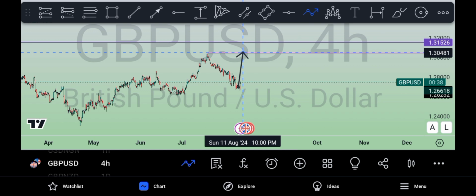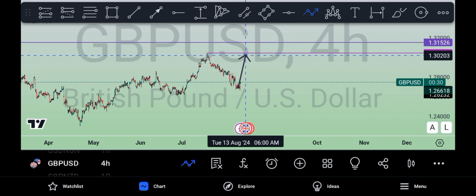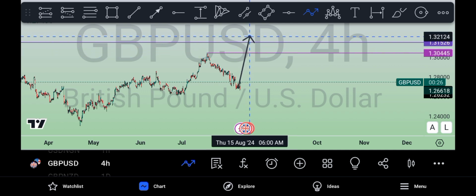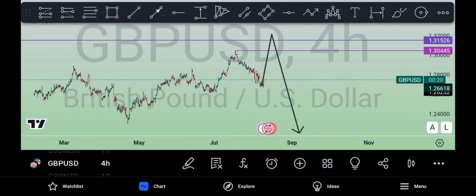Now, if the market breaks this high, then you can expect the market to come all the way to this high. Now, what will I expect as a typical outcome? I'm expecting the market to do something like this, maybe pull all the way up, take out these two highs, and then crash. This is what I should be expecting.